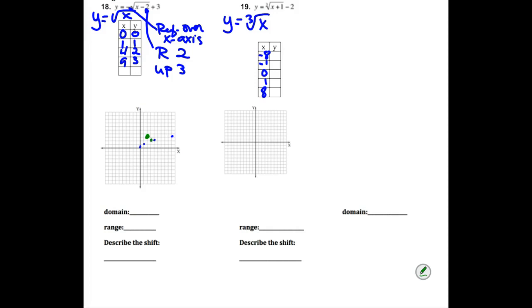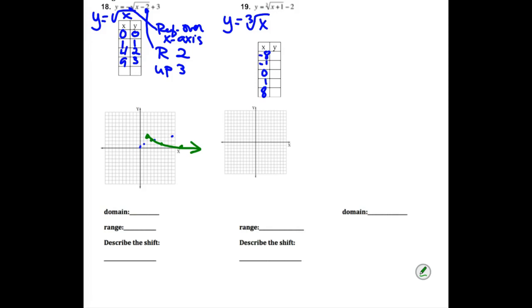The point (4, 2), reflecting over the x-axis puts me at (4, -2). I'm going to go right 2 and up 3. The point (9, 3), reflected over, puts me down there. Then I need to go right 2 and up 3. I end up there. So my graph should look like this, with an arrow going off to the right. It's a square root graph. It's been reflected upside down and then shifted right and up.